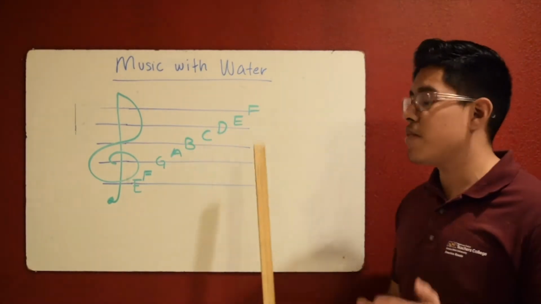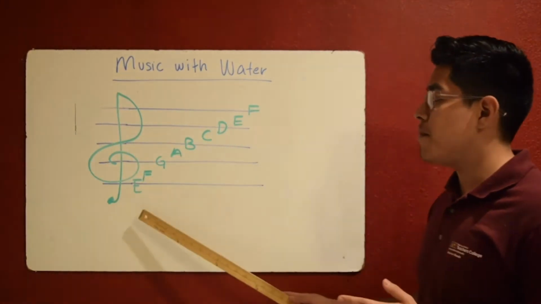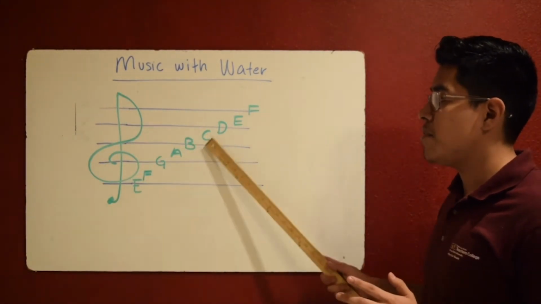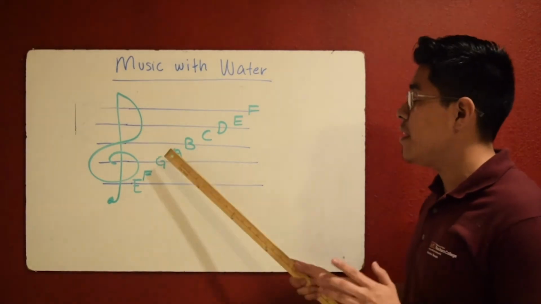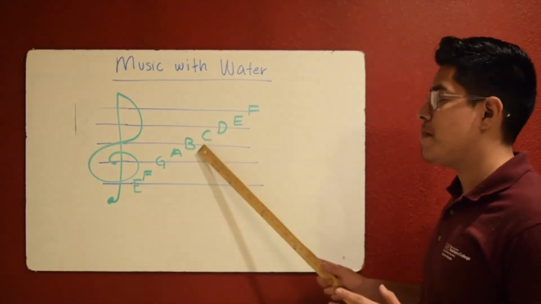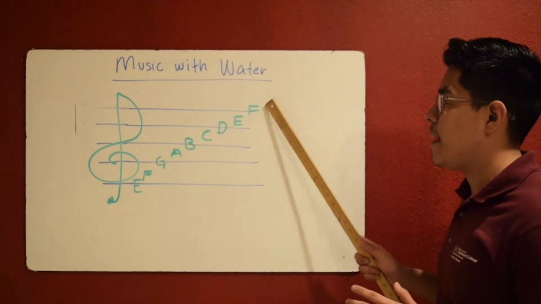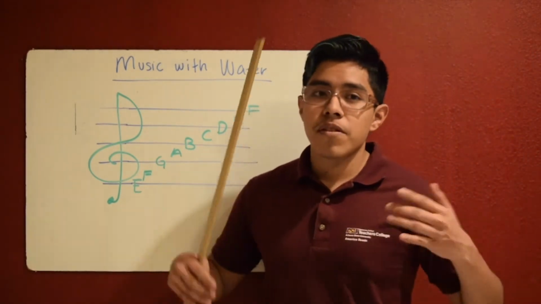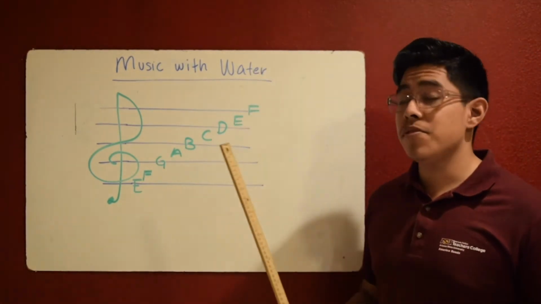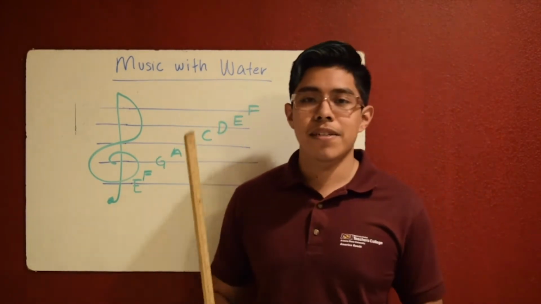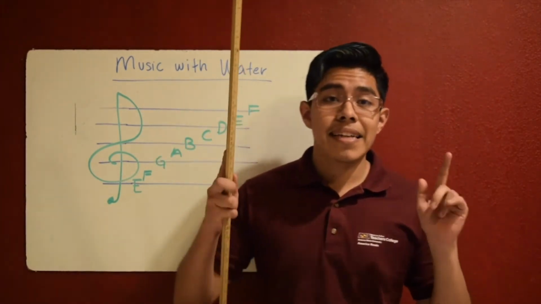The bottom line is always E, and then you go from line to space to line to space. So it will go E, F, G, A, B, C, D, E, and F. Those are the notes that we're going to use for this activity today. So let's get straight to the activity now.